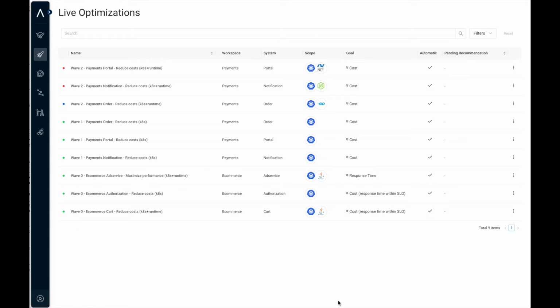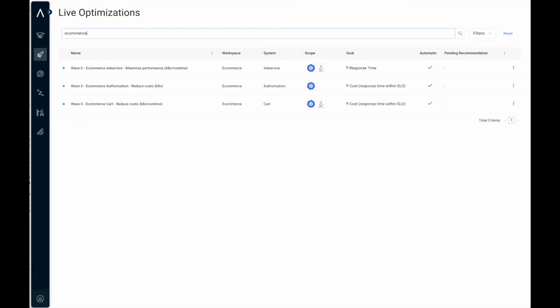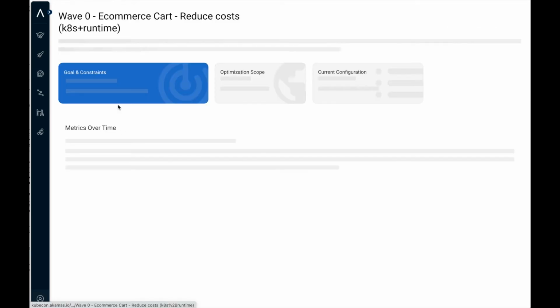Let's focus on live optimizations, and let's consider an e-commerce application composed of several microservices, each one being optimized in parallel by Akamas. In particular, let's look at the cart microservice.